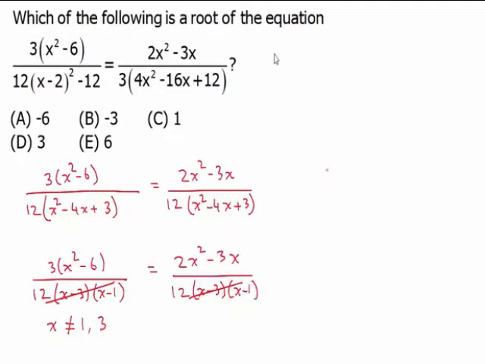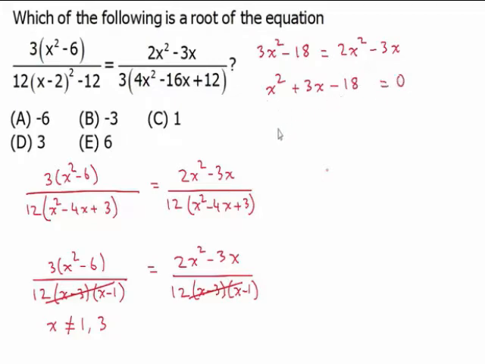So let's take it up over here. We have the numerator on this side is equal to the numerator on this side. Let's open up the parentheses. We have 3x squared minus 18 is equal to 2x squared minus 3x. Let's get everything on one side. 3x squared minus 2x squared is x squared. And if we take the negative 3x onto this side, it becomes a plus 3x, meaning we are adding 3x to both sides. Minus 18 is equal to 0.